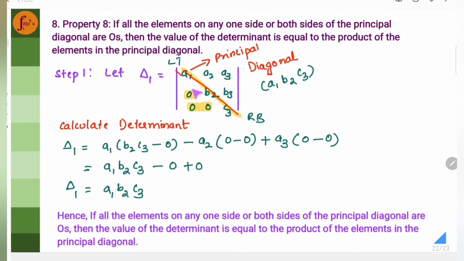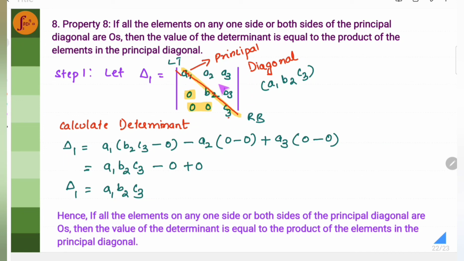Now, if you see that on one side of the diagonal there are zeros, or both the sides of the diagonal there are zeros, the determinant is nothing but it's a product of the principal diagonal elements. What are the principal diagonal elements here? It's A1, B2, C3. So if you multiply A1, B2 and C3, that's going to be the determinant for this particular matrix. So that is what we can prove here.